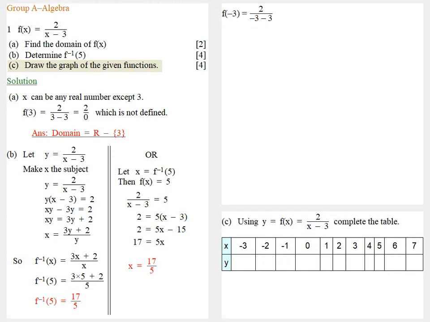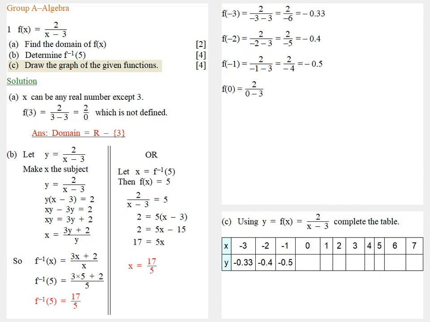So if we take x as minus 3, we have f(-3) equals 2/(-3 - 3), which is 2/(-6), which is minus a third, or minus 0.33. If we take x as minus 2, we get 2/(-2 - 3), which is 2/(-5), which is equal to minus 0.4. If we take x as minus 1, we get f(-1) is equal to 2/(-1 - 3), which is 2/(-4), which is minus 0.5.